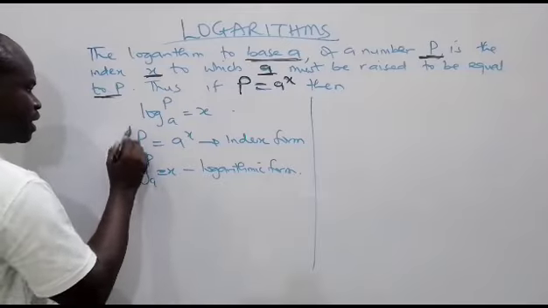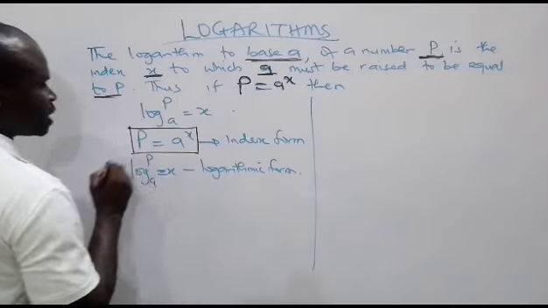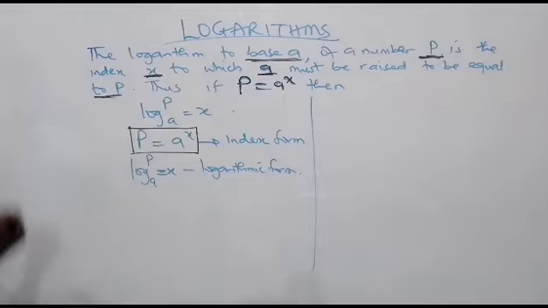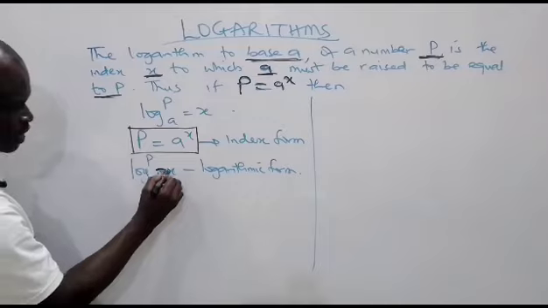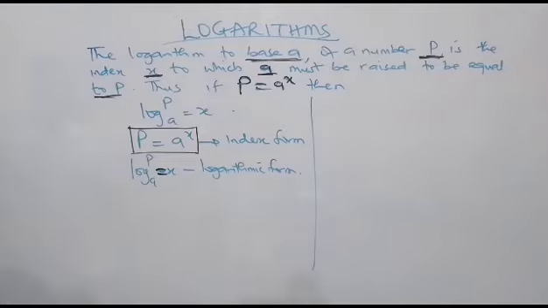Then we can write P equal to A raised to x. This is the index form of writing logarithm. When we have log P base A equal to x, it is the logarithmic form. So there is a relationship between index and logarithm.